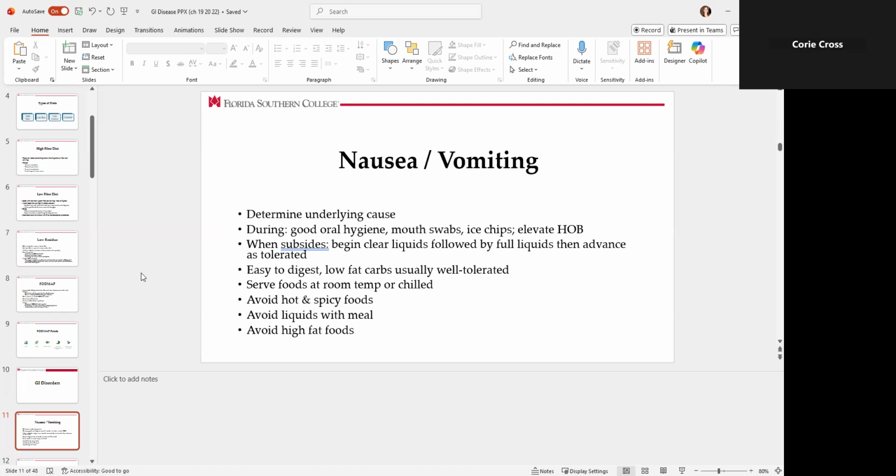Intractable vomiting is a term used for someone with prolonged periods of vomiting. Until the vomiting subsides, food should be withheld, and then when able to resume oral intake, the diet should be started with clear liquids and progress from there to a regular diet. Some other tips: foods should be served room temperature or cold because hot foods can contribute to the nausea. Avoid fatty and spicy foods, and then be sure to provide or encourage good oral hygiene and offer them ice chips.